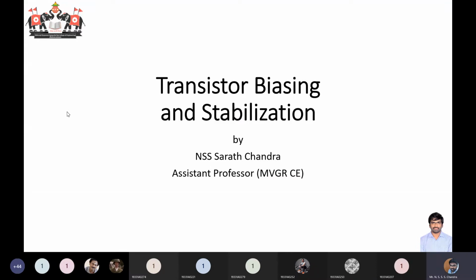So in the last class, what we have dealt with is transistors. We have seen the transistor basics, like the properties of a transistor, how the currents flow in a transistor, and then we have seen the transistor characteristics for different configurations. Later on, we have done the small signal analysis of a transistor using hybrid parameters or two-port networks. In today's class, we'll be discussing transistor biasing and stabilization.